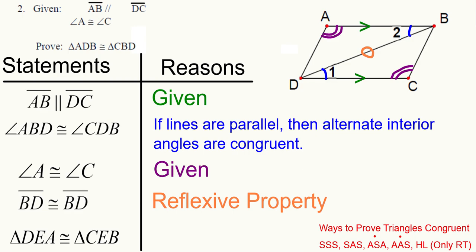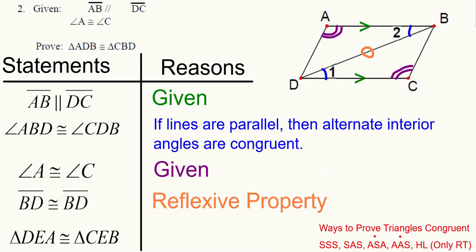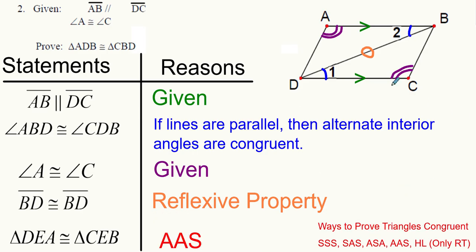If we go back and look at our diagram from before, remember we can see the difference. Here's the side included in between the 2 angles versus not being included in between the 2 angles. For this proof, we need to use angle angle side to prove the triangles congruent, because the side is not in between the 2 pairs of congruent angles.